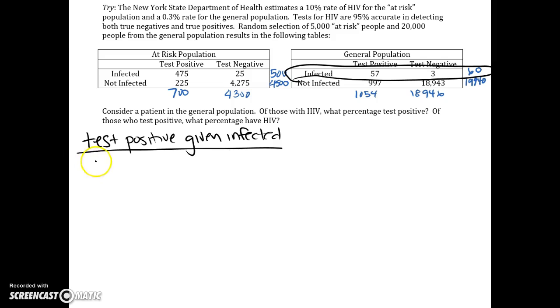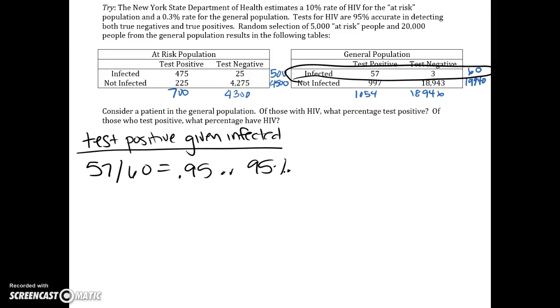We have 57 patients that test positive in the grouping that I circled, out of a total of 60 patients that were infected. And from this, we end up getting a solution of 0.95, or 95%. And again, this goes back to the idea that the HIV tests are 95% accurate at detecting a true positive or a true negative.